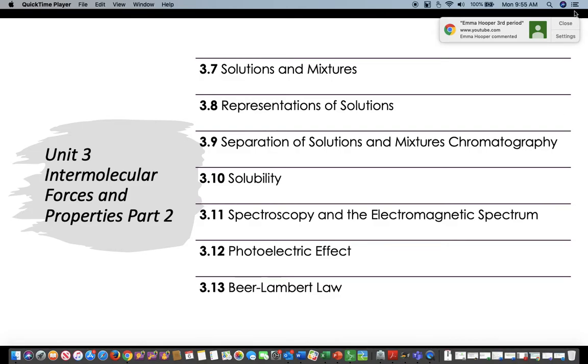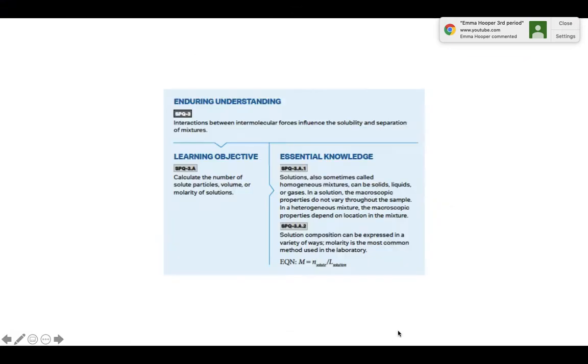Okay, so let's talk about Unit 3, Part 2, Solutions, Mixtures, etc. So, enduring understandings: interactions between intermolecular forces influence the solubility and separation of mixtures.